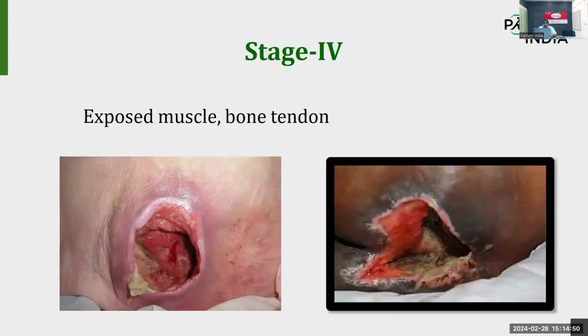Okay, stage 4. It is a full thickness wound with exposed muscle, bone or tendon. This is stage 4 of pressure ulcer. So we have covered four stages. First is non-blanchable erythema, then partial thickness wound, then full thickness with tunneling. The fourth stage is full thickness with exposed muscle, bone or tendon. So these are the four stages of ulcer.